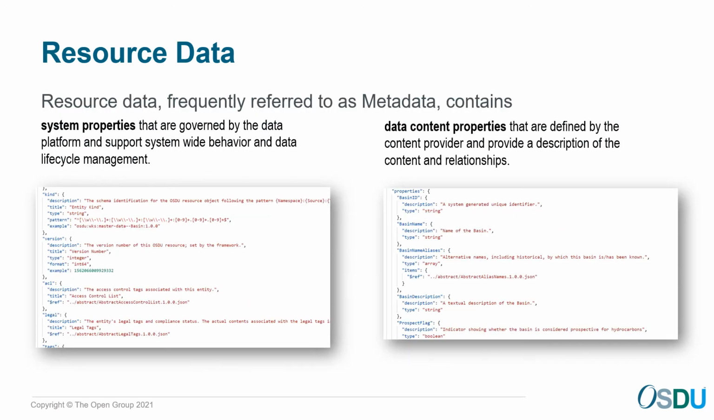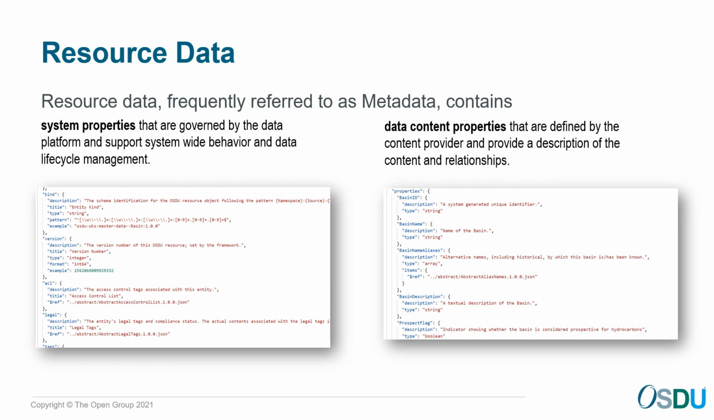Resource data is frequently referred to as metadata within the OSDU forum. This data is created by the OSDU Data Platform to help describe, discover, manage, and deliver content data. There are two categories of properties in the resource data. The first are the system properties, which are consistent across all data definitions and used to support the data platform operations. System properties include elements such as unique identity, schema descriptions, versions, creation date, data lineage, and access control lists and entitlement tags. These system properties are defined and managed by the OSDU Forum's enterprise architecture community because they impact system-wide behavior.